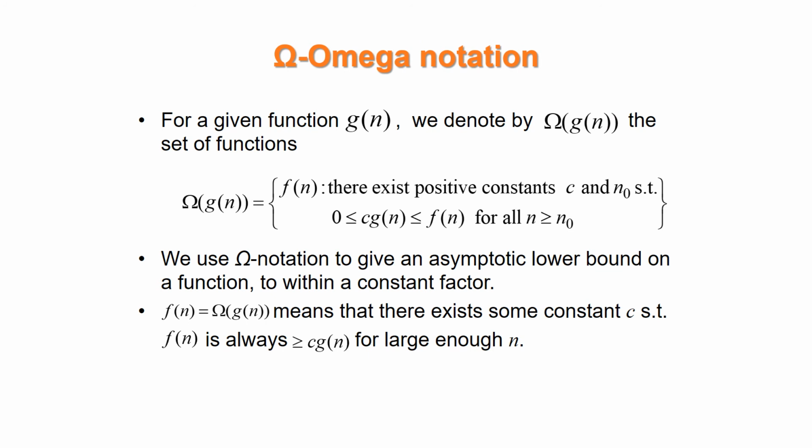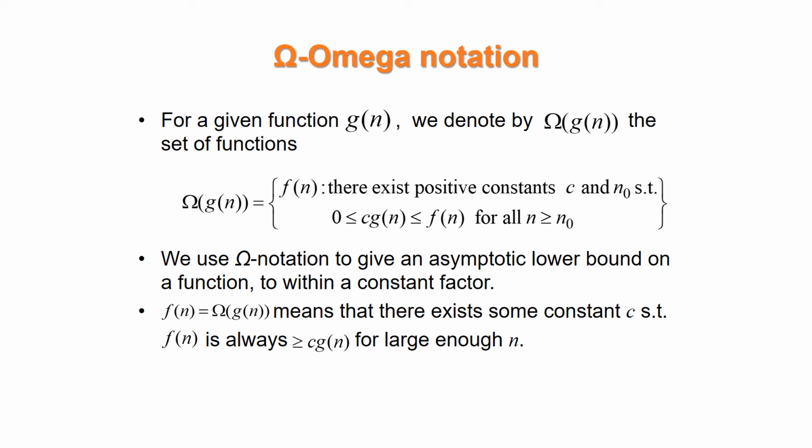Omega notation. For a given function g of n, we denote by omega of g of n the set of functions omega of g of n defined by f of n such that there exist positive constants c and n naught such that c g of n is greater than or equal to 0 and less than or equal to f of n for all n greater than or equal to n naught.